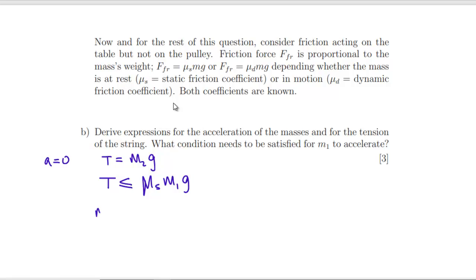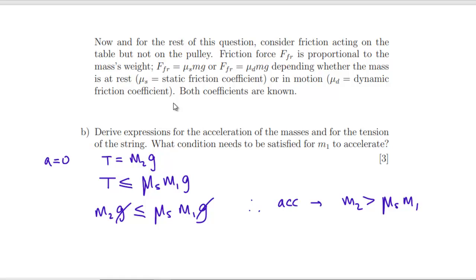Okay, so that means that M2G has got to be less than mu S M1G. Cancel the G's. So this is our condition for there being no acceleration. So therefore, acceleration means that M2 is going to have to be greater than mu S M1. What else did we need on this? Derive expressions for the acceleration of the masses and the tension of the string. So that's one pair that we've got here. Acceleration is 0, tension is that.